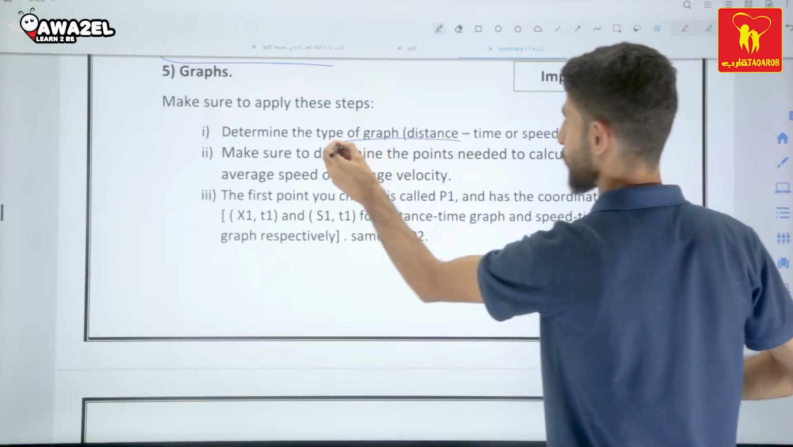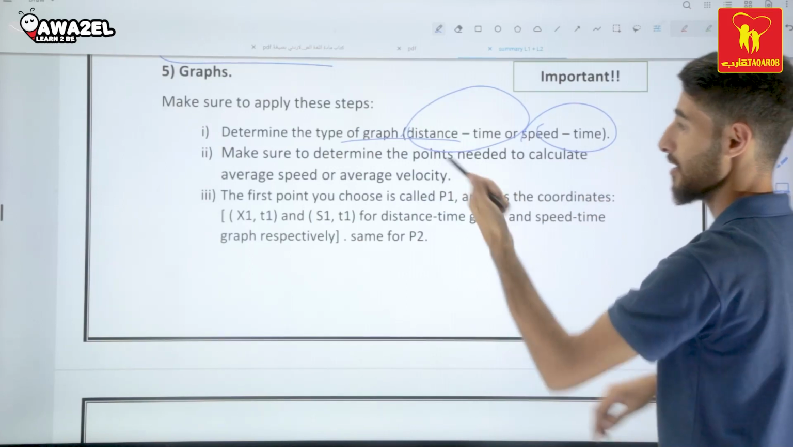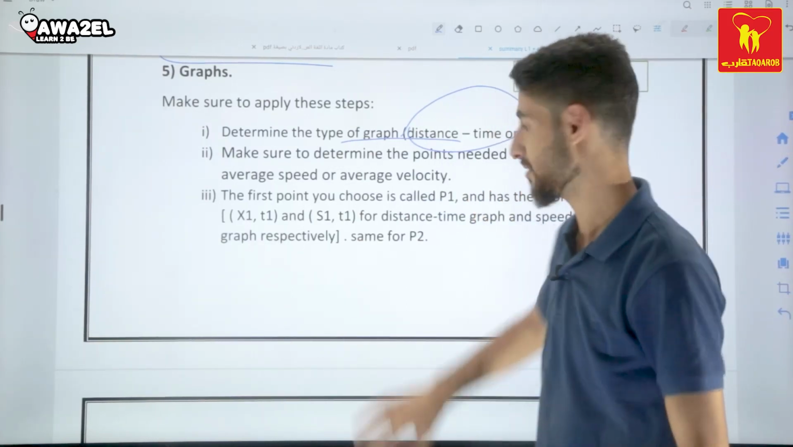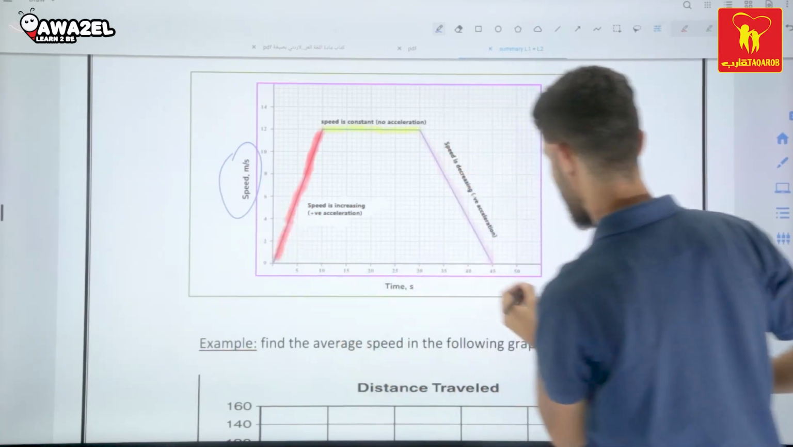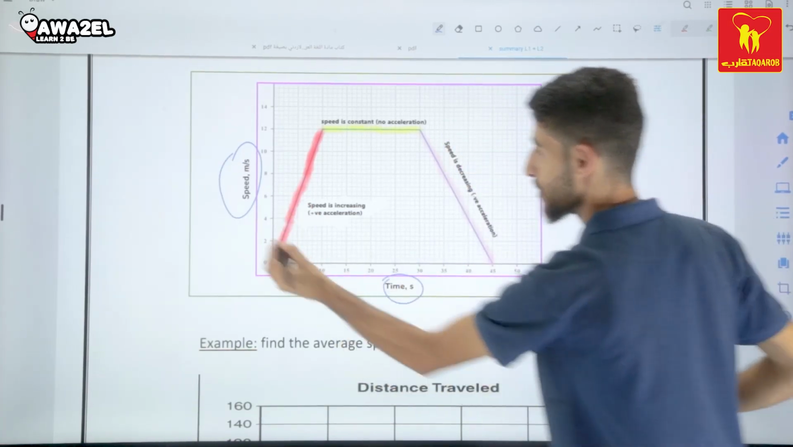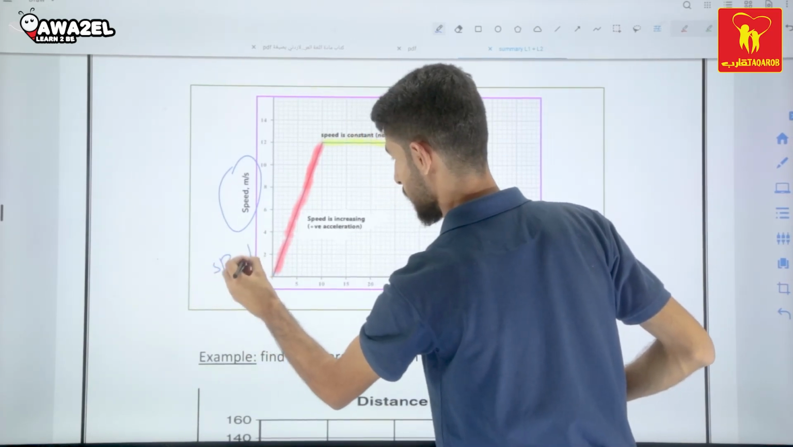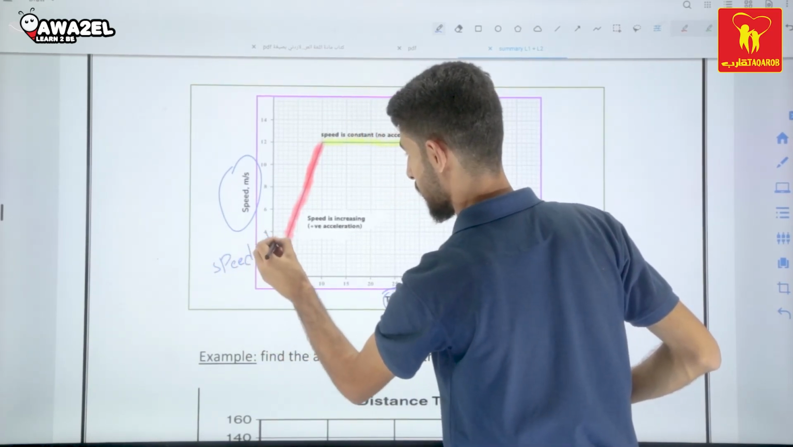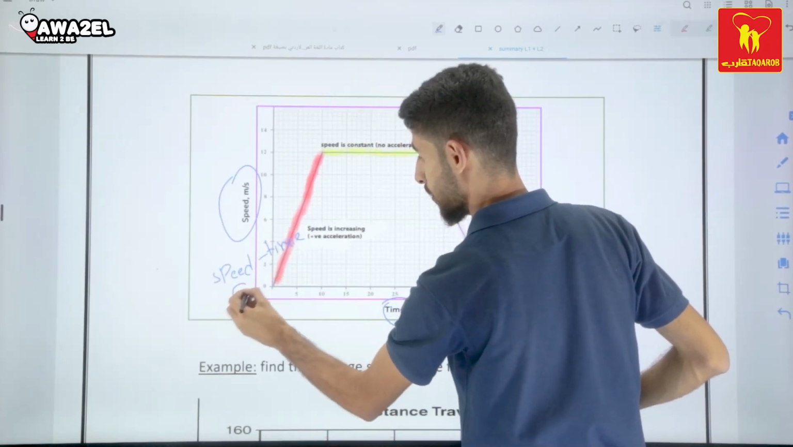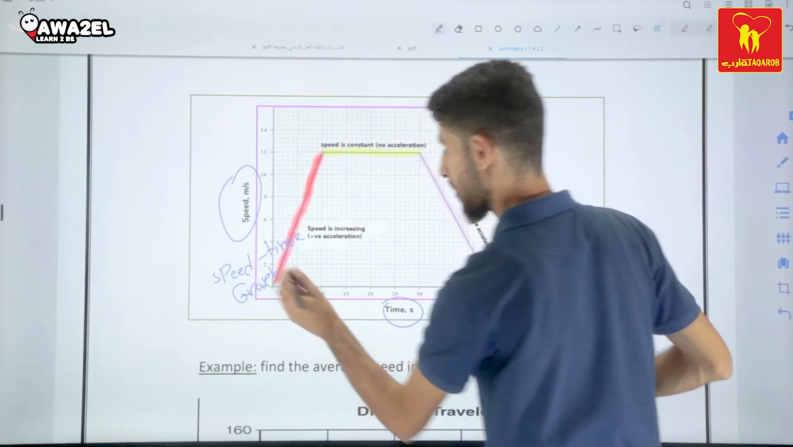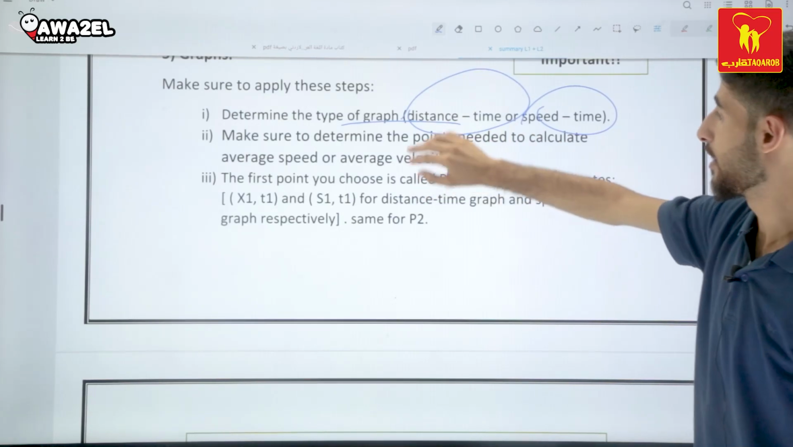First, determine the type of graph. What graph are you dealing with? Distance-time or speed-time? How do I determine it? Look here: speed and time, which means it's a speed-time graph. And so for distance-time.